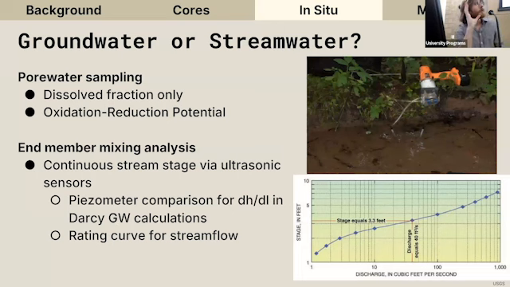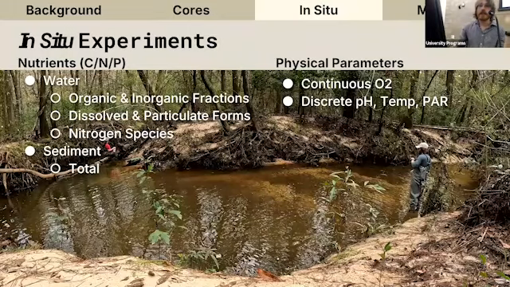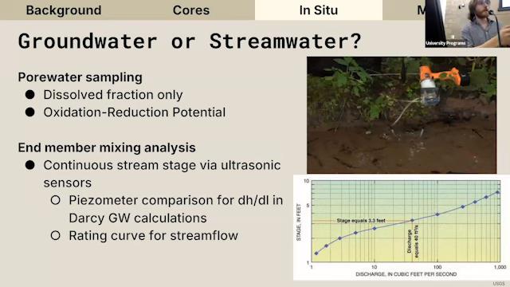For the groundwater, we're looking only at the dissolved portion. So we're doing all of these same measurements for organic and inorganic fraction, but only the dissolved portion, because when we're taking groundwater, we're not expecting to have particulate transport through the sediment itself. That's going to be pretty much negligible.